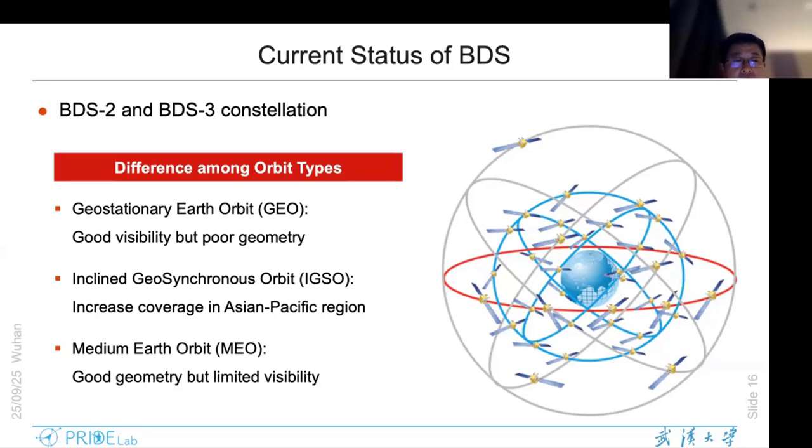And the second one is the inclined geosynchronous orbiters, the IGSO satellites. So this kind of satellites have the same altitude as those of the geo satellites, but they can move relative to the ground, and they can just hover over the Chinese region. So this can improve the coverage rates of the satellites over the Asia Pacific region. So you can use only the regional ground stations to monitor the health conditions of these satellites.